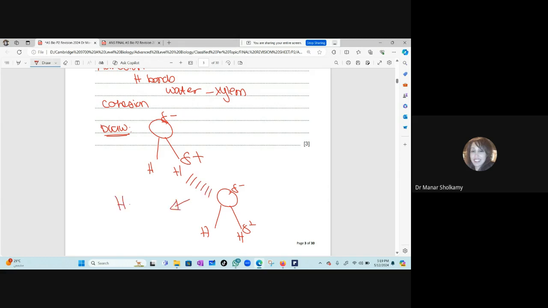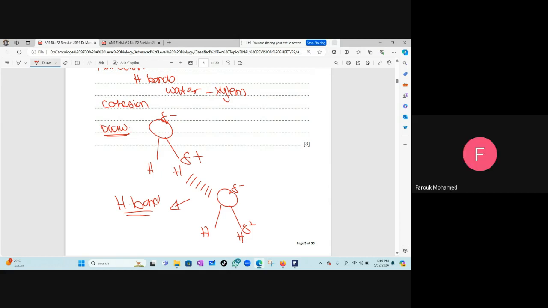Of course, if you noticed in any mark scheme, they tell you that you can use annotated diagrams. The hydrogen bond here, this is going to give you a grade. You'll discuss it. Okay, we talked about the hydrogen bonds. Talk to me about another factor that also pulls the water up the xylem.